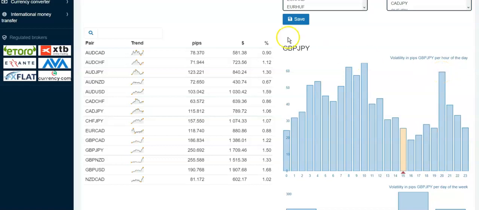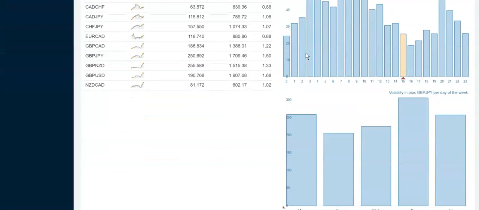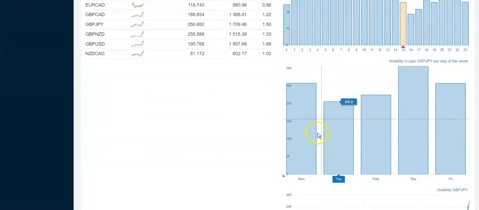That's interesting. GBP JPY. So say, oh, okay, what's the best time? What's the best day of the week? So you scroll down here, and this gives you the days of the week. So the best day of the week to trade it is on Thursday. Next best day is going to be Monday or Friday, okay? Because Monday and Friday look like they're close to being the same. So those are the volatile days to trade on this particular pair.